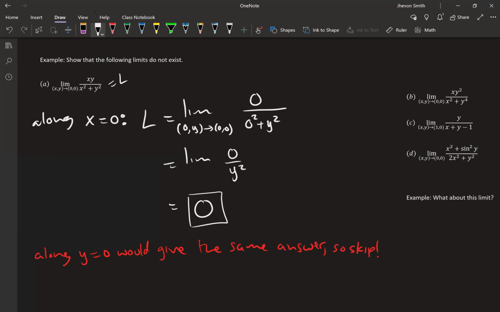So what I'm going to do now is pick something that's going to allow me to combine terms. Does anyone see a path that goes through the origin that would allow me to combine terms, like some equation? Not like x equals 0, something else.